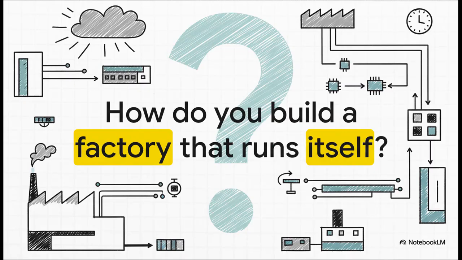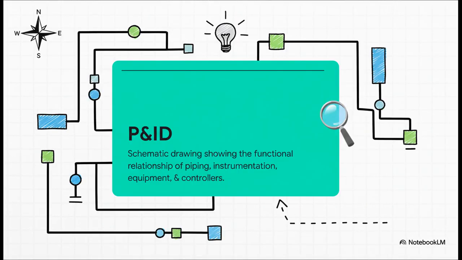So let's start with this big question. How do you actually build a factory that runs itself? A place where literally thousands of parts have to work together, automatically, 24/7, without someone standing there pushing buttons all day. You have to start with a master plan, a diagram that shows not just what to build, but exactly how every single part talks to each other and is controlled. And that master plan, it's called a piping and instrumentation diagram, or P&ID for short.